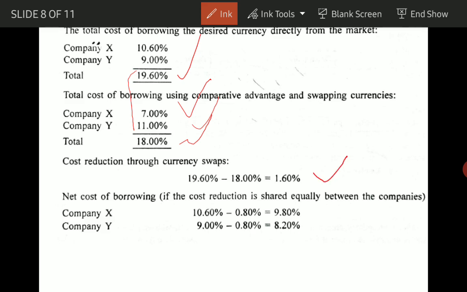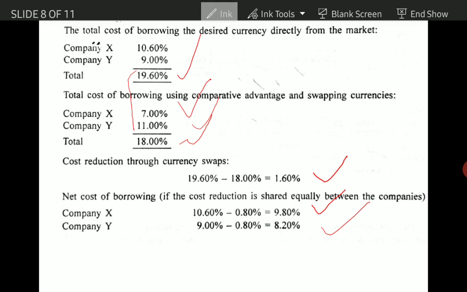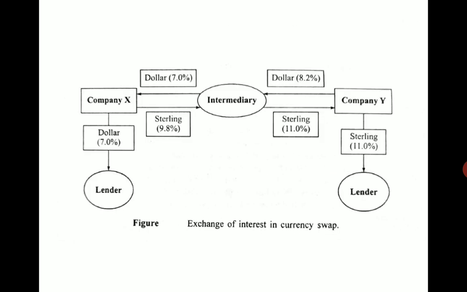Now this 1.6% cost reduction they can share between the two companies X and Y, 0.8% each. So 10.6% minus 0.8% will come to 9.8%, and 9% minus 0.8% will come to 8.2%. Now we'll see how this is going to work.